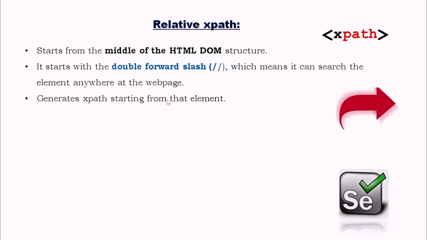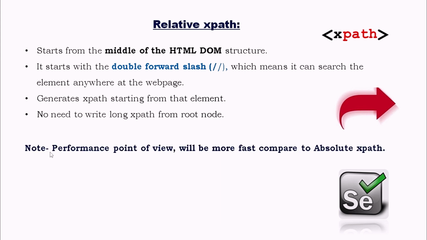Generate the XPath starting from the element. So on the web page, whatever web element you want to locate, you can directly generate the XPath starting from that element only. You don't need to traverse from the HTML root node to the bottom elements. No need to write the long XPath from the root node. Now let's understand one point about the relative XPath. From a performance point of view, it is faster compared to the absolute XPath.